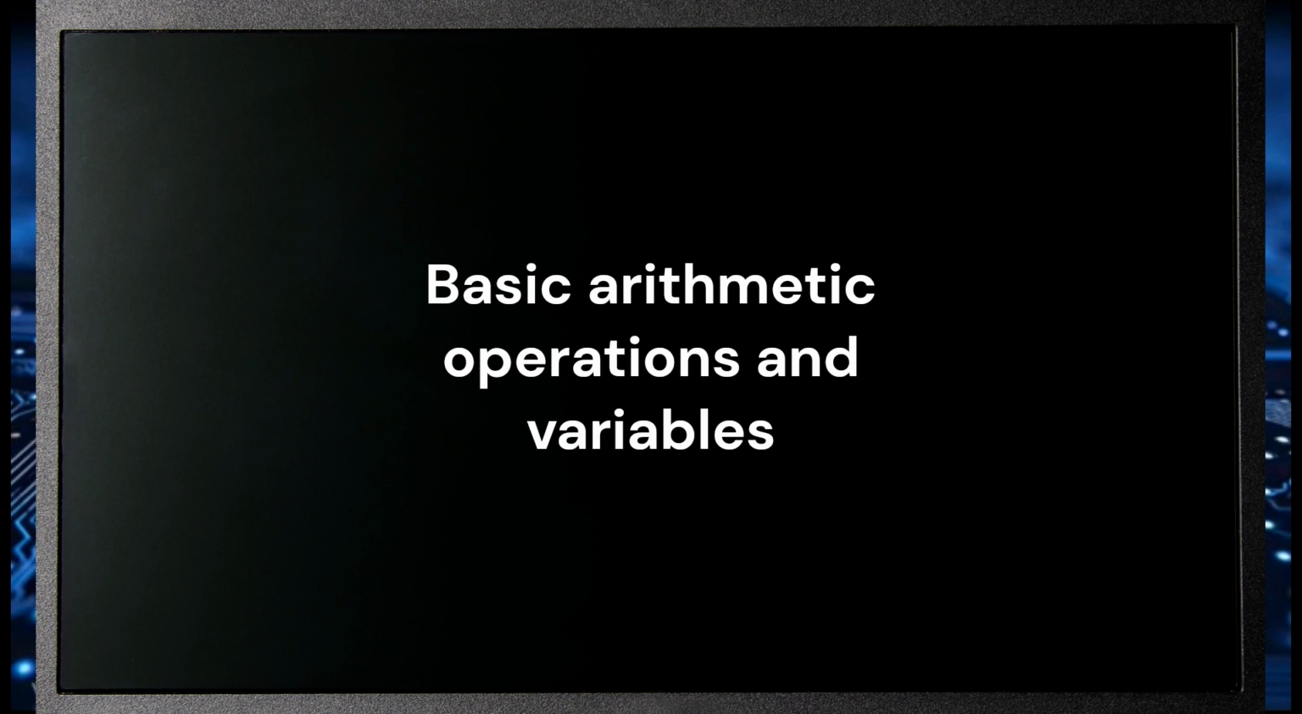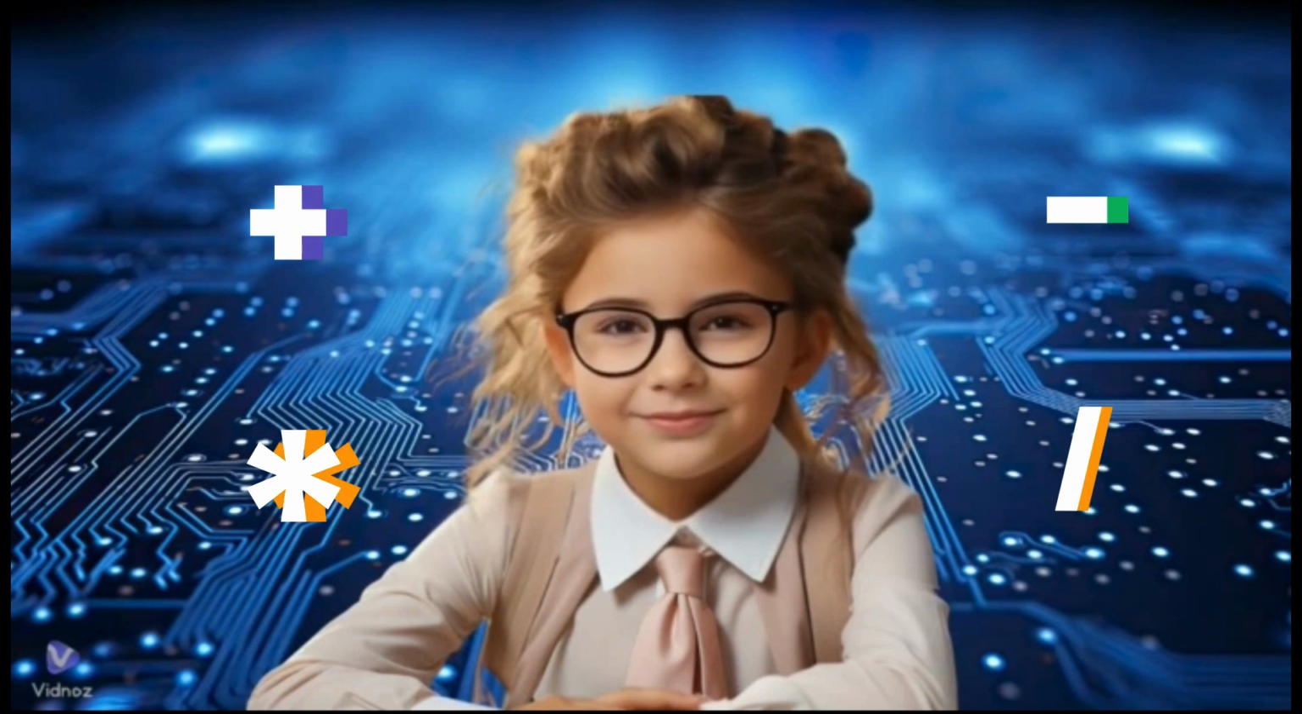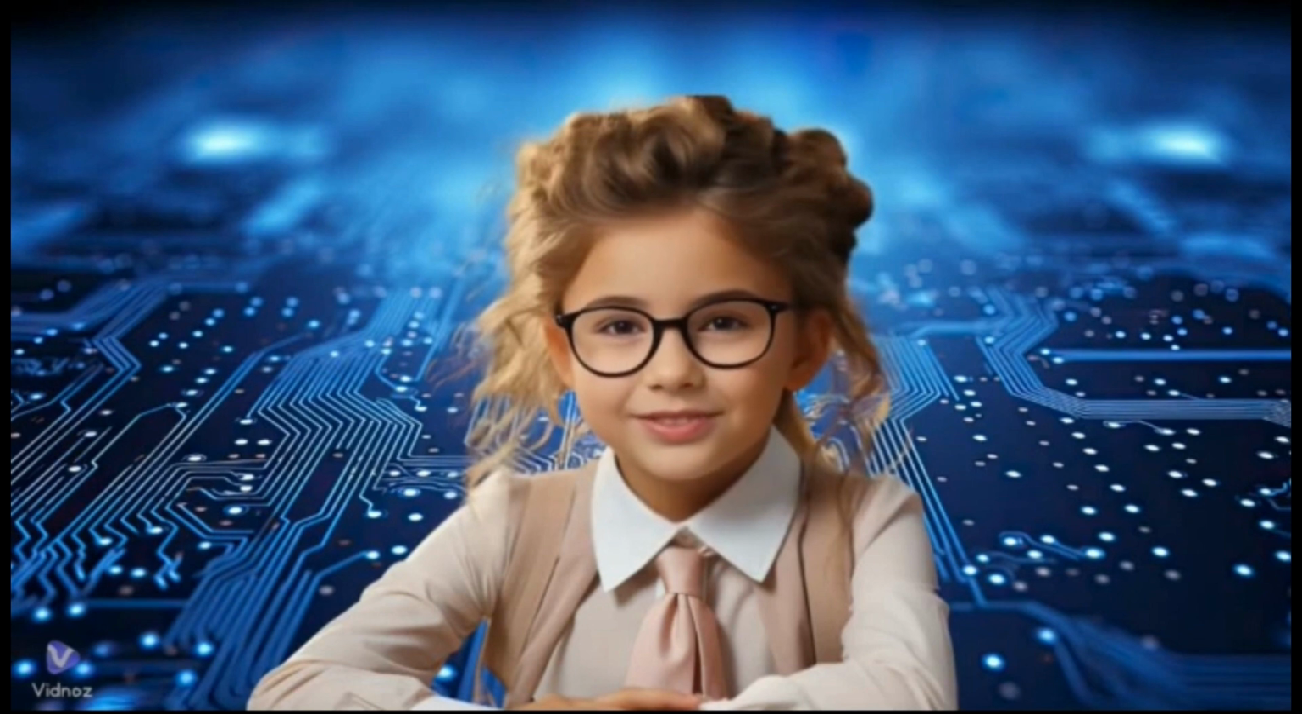Now, let's talk about arithmetic operations. These are the basic mathematical operations that we can do in Python, like addition, subtraction, multiplication, and division. We can use these operations to perform calculations in our programs. For example, 5 plus 3 is 8, 10 minus 2 is 8, 2 times 4 is 8, and 16 divided by 2 is 8.